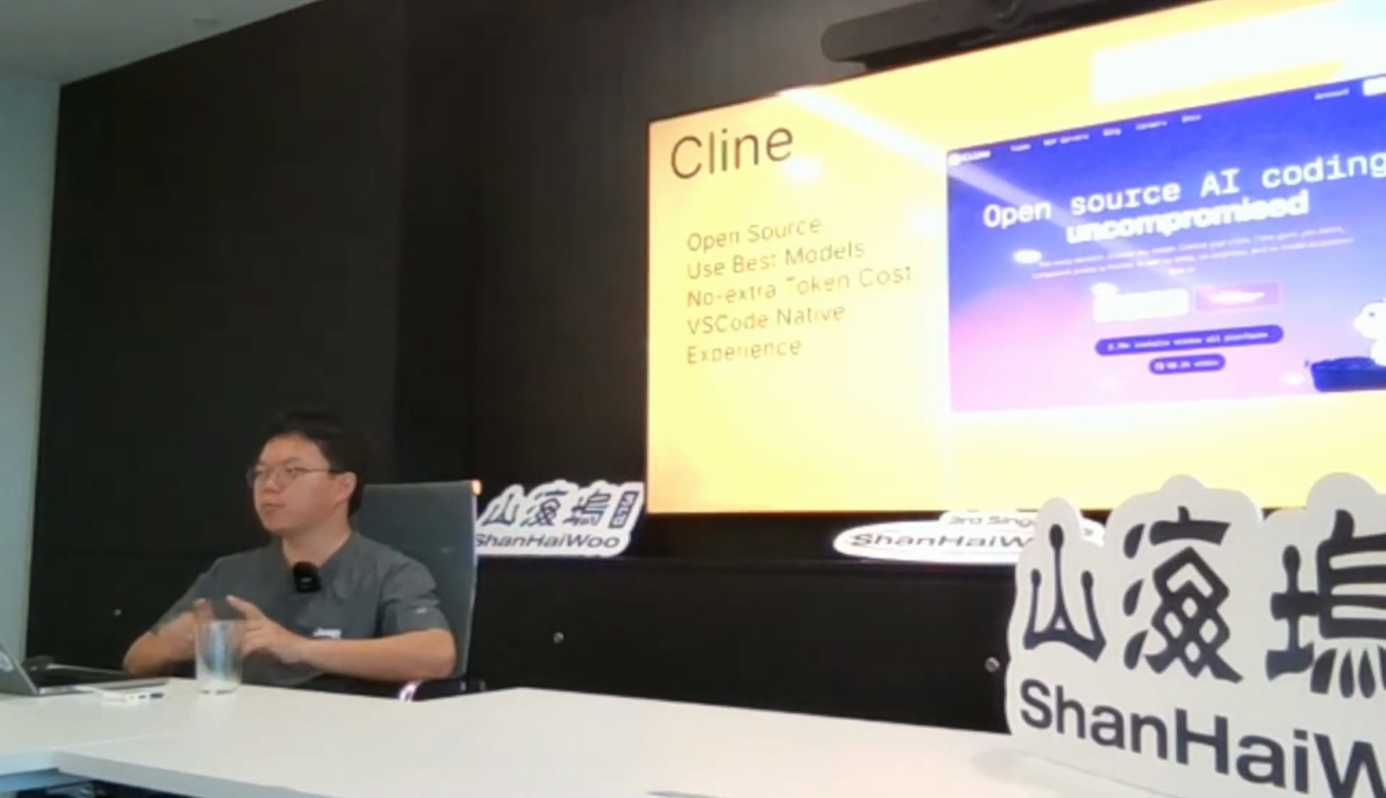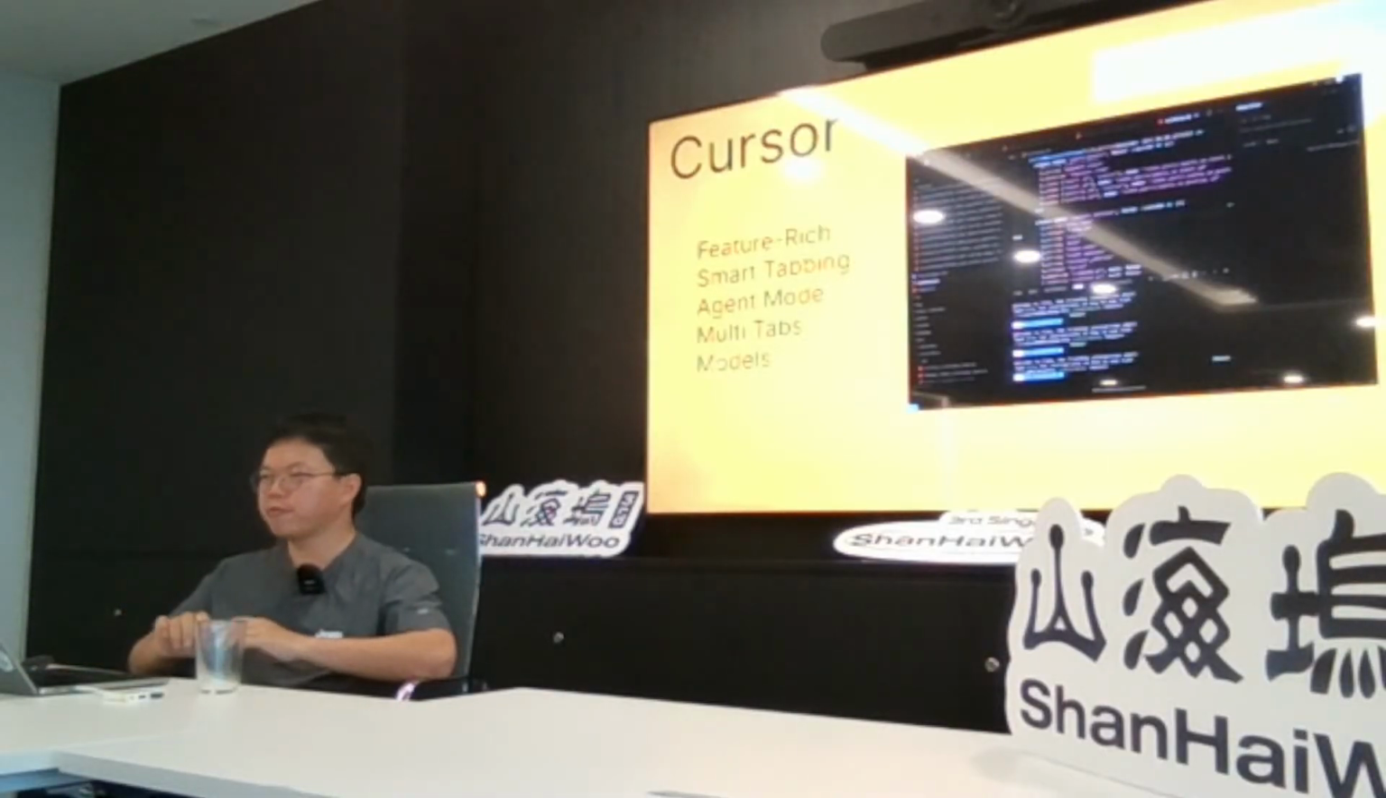But Cursor has a problem: for the fixed price plan, it's $20 per month, which means that if you use too many tokens, then they will lose money. So they are not always using the best models to save their budget.